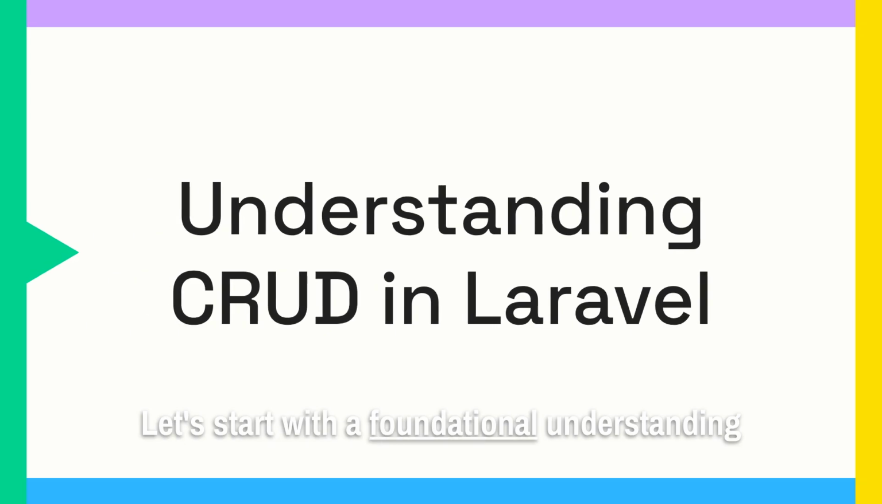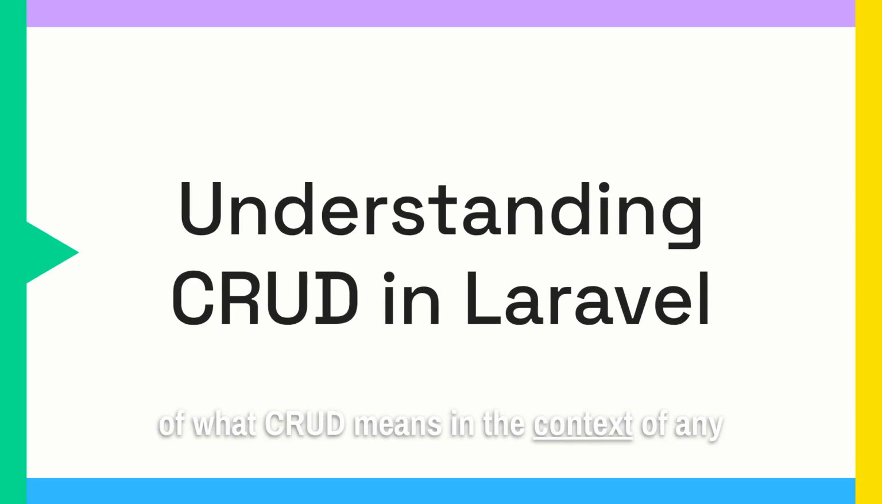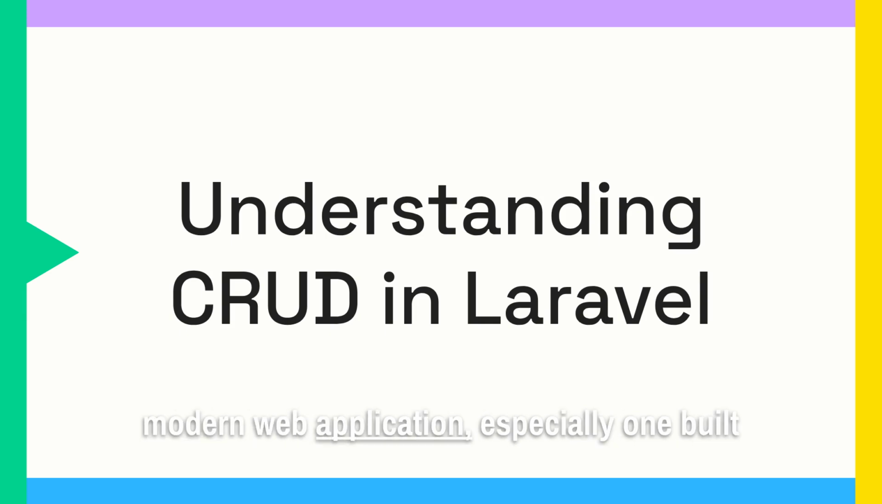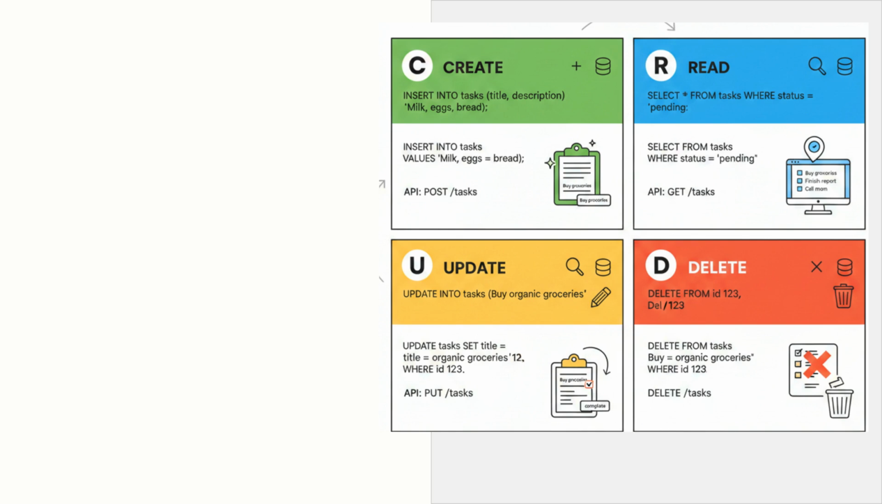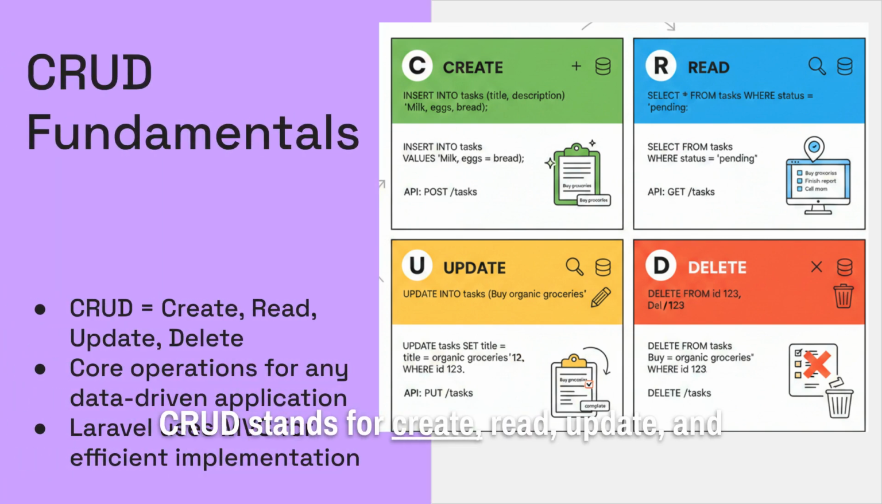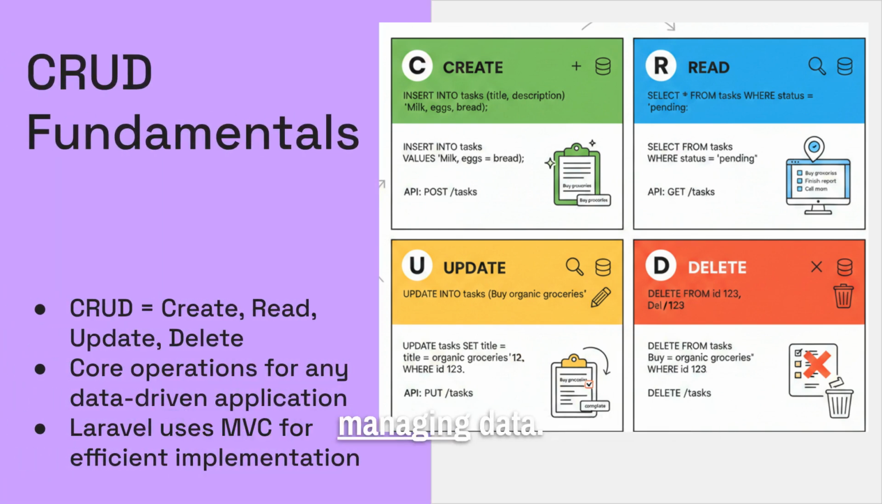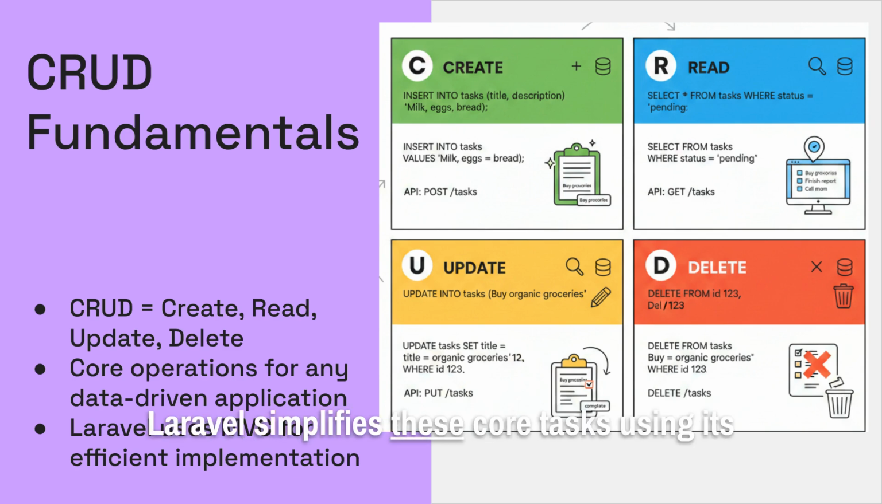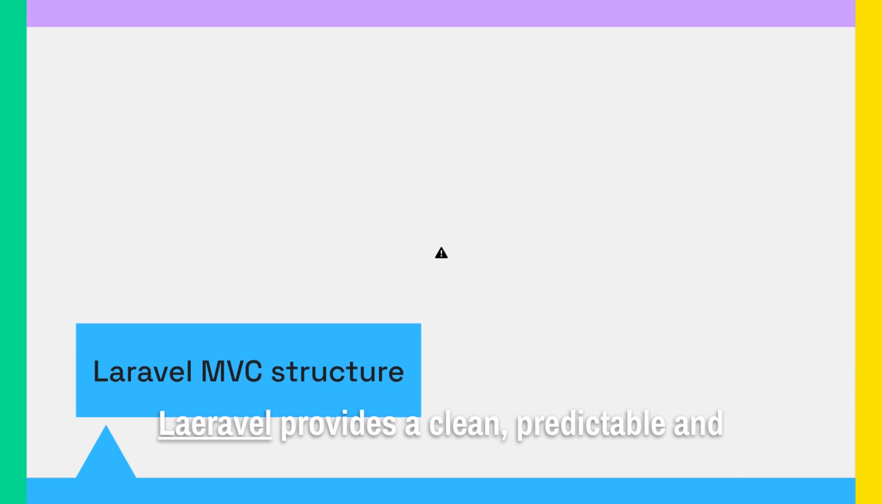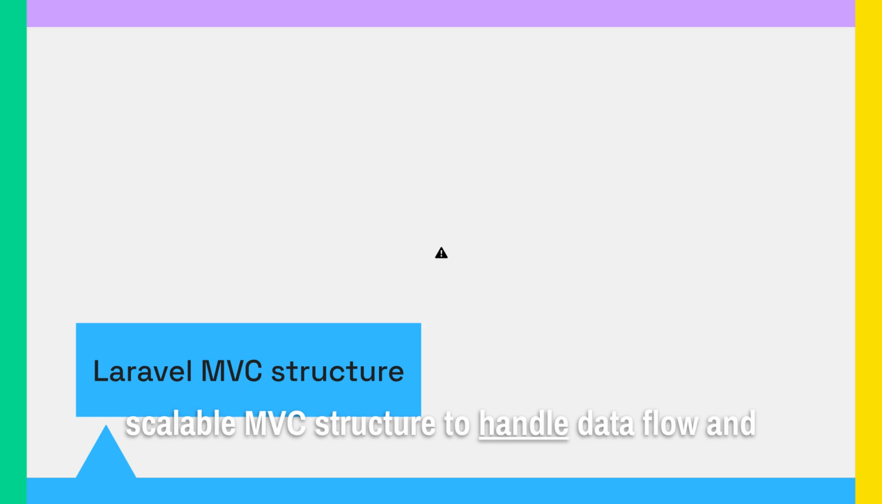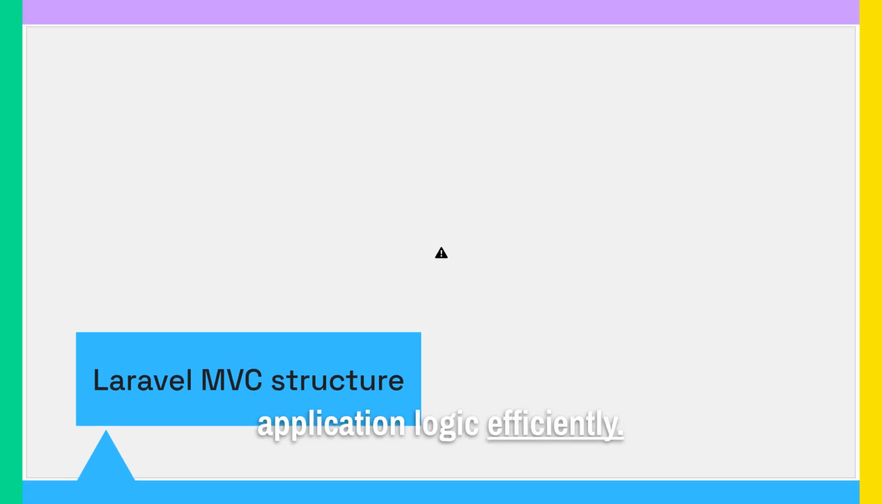Let's start with a foundational understanding of what CRUD means in the context of any modern web application, especially one built on Laravel. CRUD stands for Create, Read, Update, and Delete. These are the fundamental operations for managing data. Laravel simplifies these core tasks using its model view controller architecture. Laravel provides a clean, predictable, and scalable MVC structure to handle data flow and application logic efficiently.